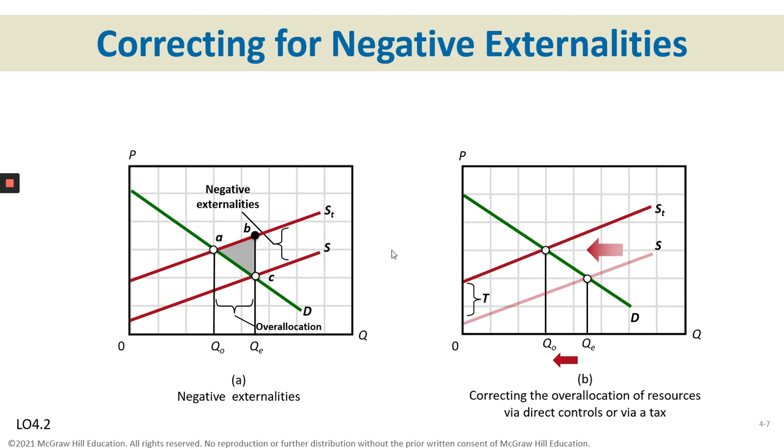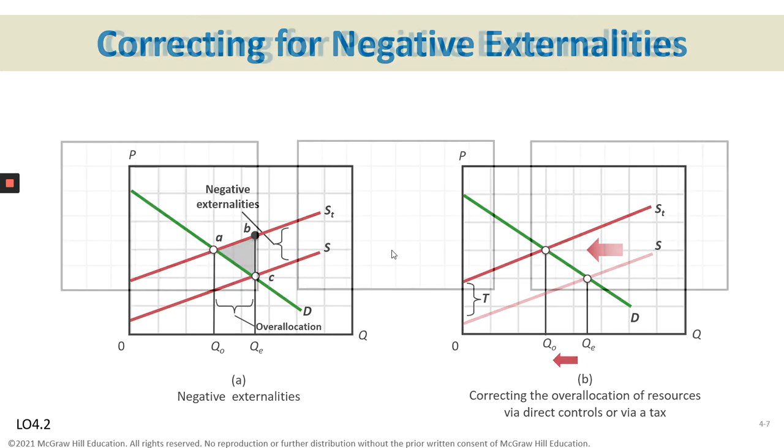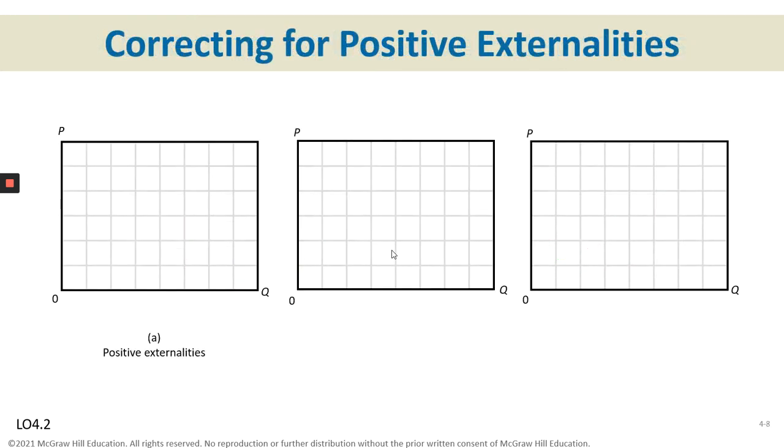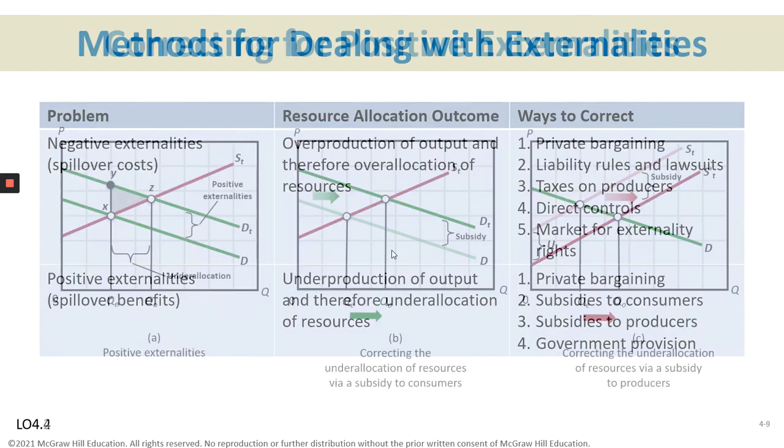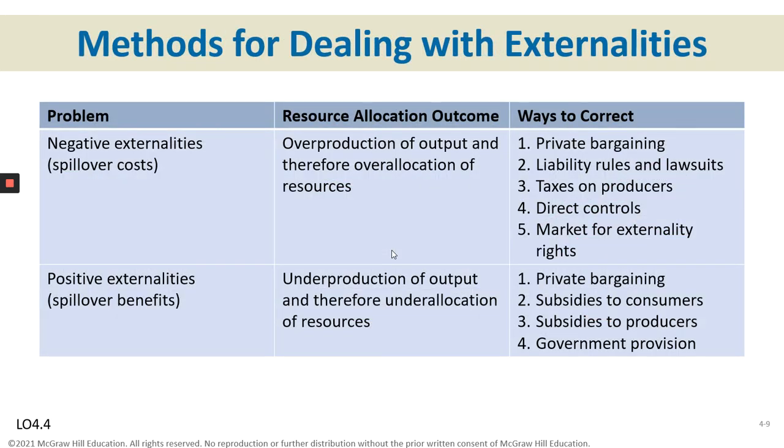And usually I see this term negative externalities to connote something that involves pollution or something like that. So we've already looked at positive. So these are some examples dealing with negative externalities. Private bargaining, called the Coase theorem, just asking the offender to stop the pollution. Sometimes that works.